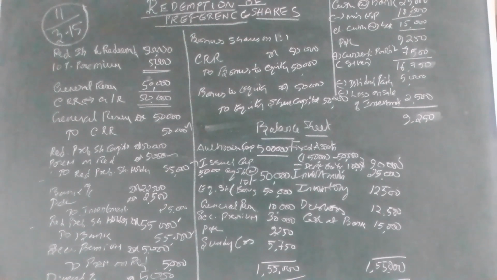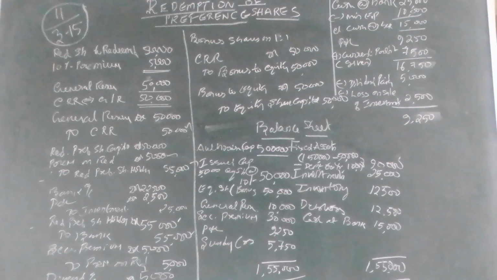Point number 2, working number 2, the P&L account. The P&L account given in the existing balance sheet comes to 9,250, right? Plus the current profit made during the year, which is also given in the question, in the first line of the adjustments: the company made a net profit of 7,500 after providing such items. So P&L account 9,250 plus current profit of 7,500.